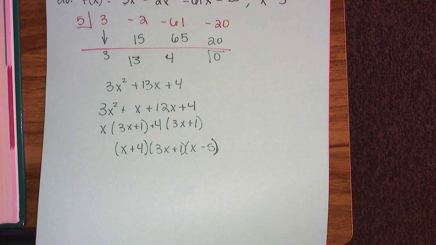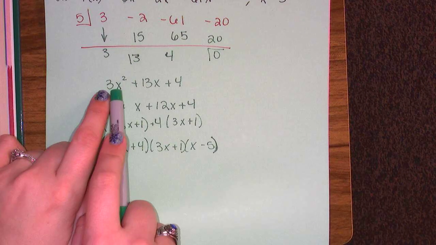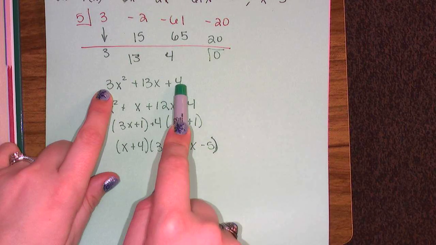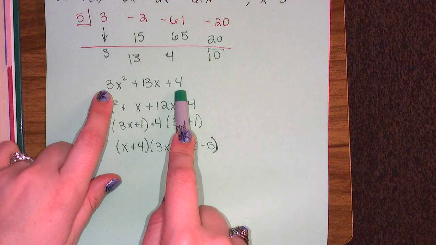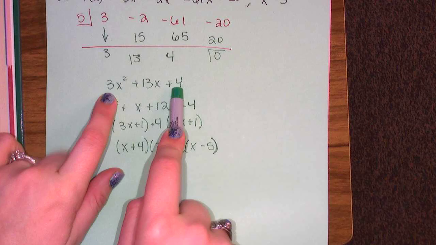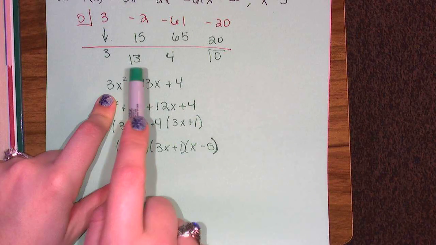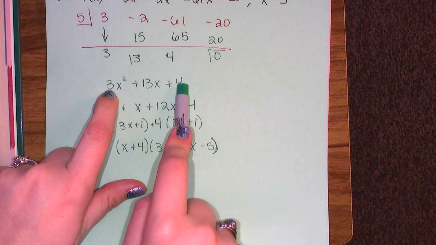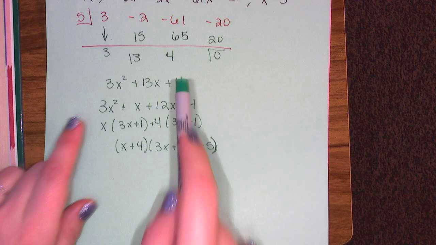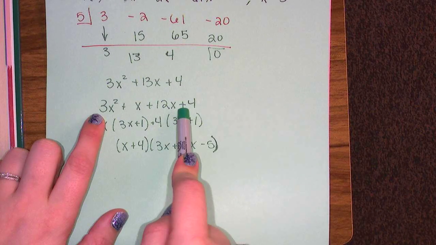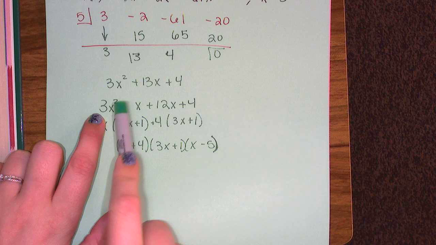All right, so you should have gotten down to this point. Okay, so 3x squared plus 13x plus 4. So I need factors of 3 times 4 that give me 13. So that would be 12 and 1. It doesn't really matter which one you put where. You're going to get the same answer either way. But I just put the 1 with the 3 and the 12 with the 4.